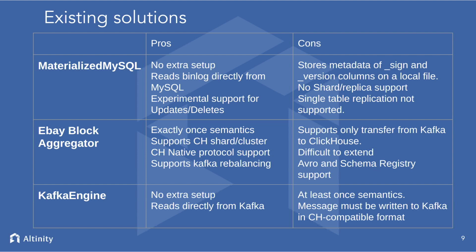The con for updates and deletes is the way it does it: it has two columns called the sign and the version column. The sign column tells you if it's an update or a delete. So I think if it's a -1, it's a delete. The version is more like a current flag, so it gives you the state of the row.